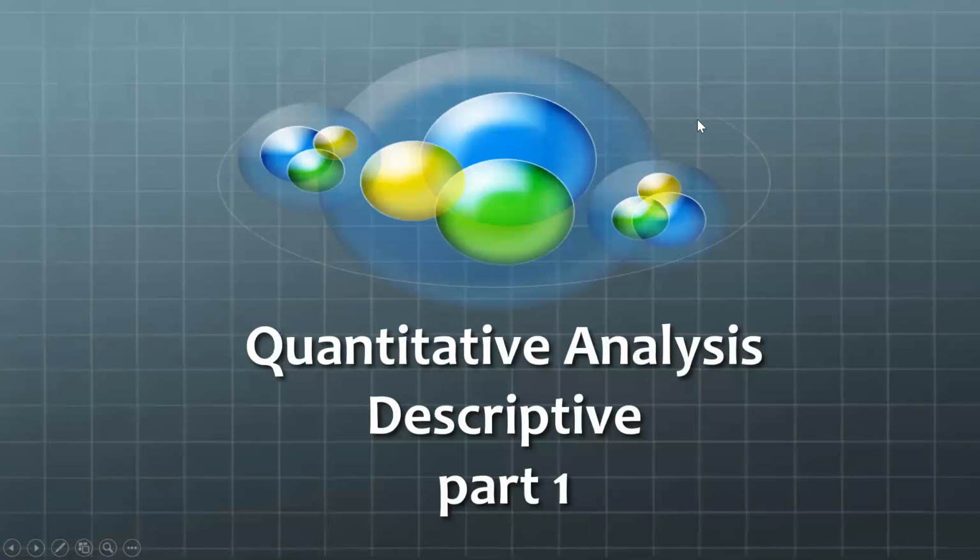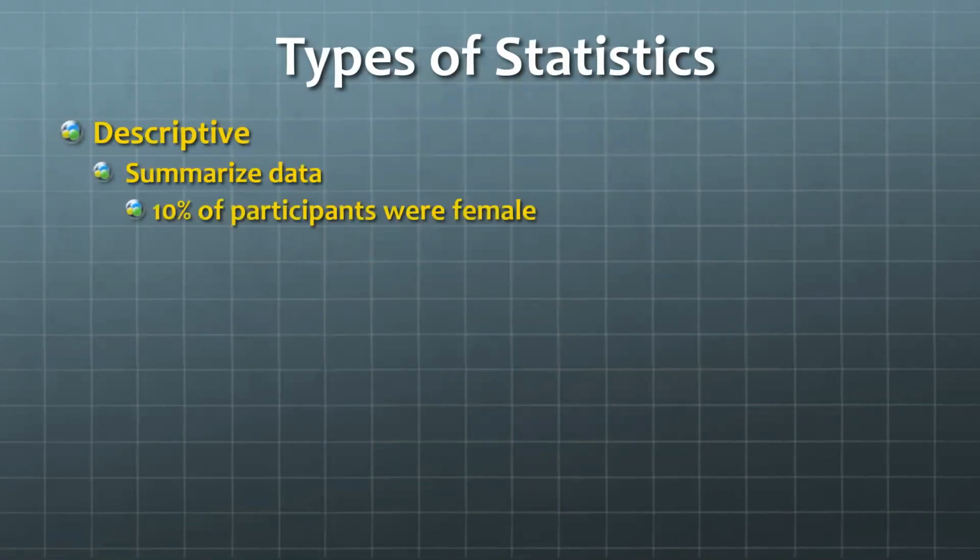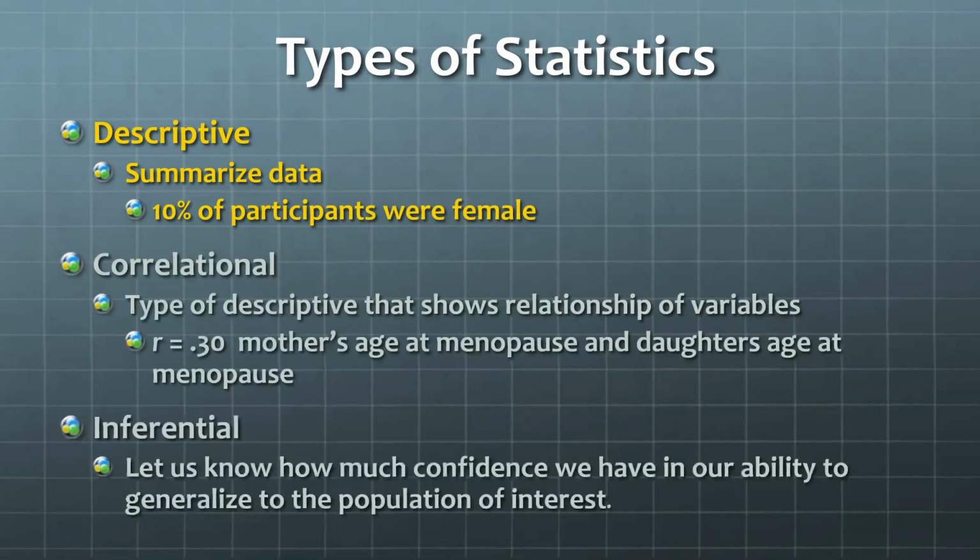All right, this is part one of quantitative analysis. We're going to start off looking at descriptive statistics. So there are three kinds of statistics. The first is descriptive, and this summarizes data. The other two we'll be talking about in other videos, but that's correlational and inferential statistics.